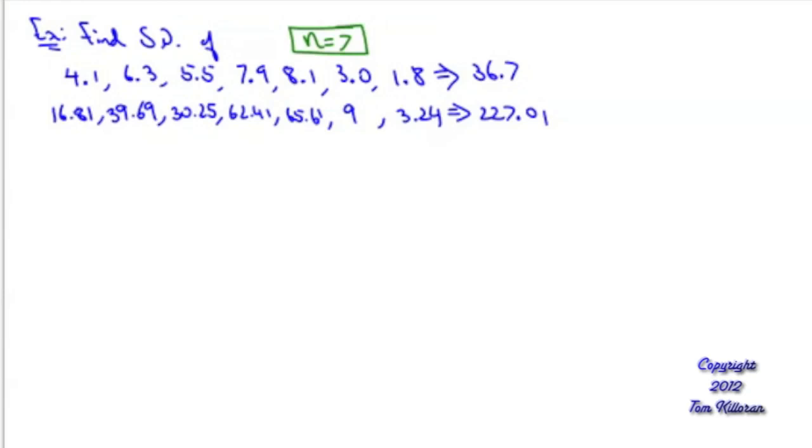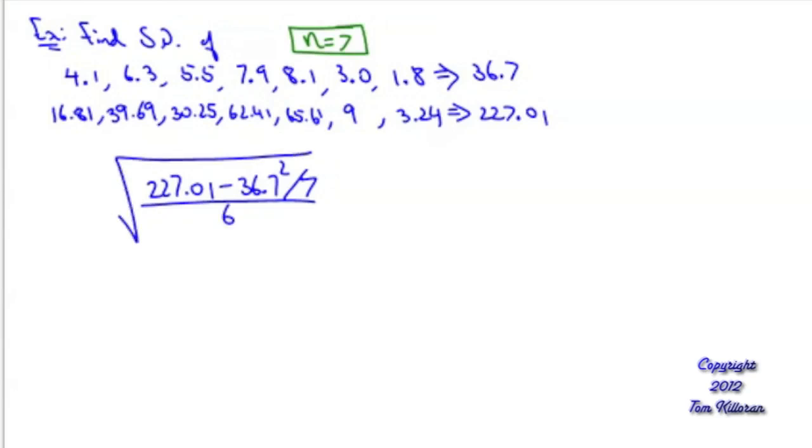That's usually the most common mistake, adding them up wrong, coming up with some weird answers. The rest of it is plug it into the formula. Big number minus small number squared divided by how many? 7. Divided by how many minus 1? 6. And you square root the whole answer.